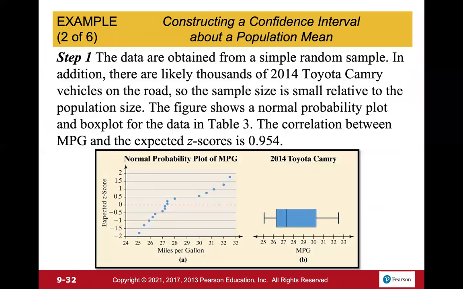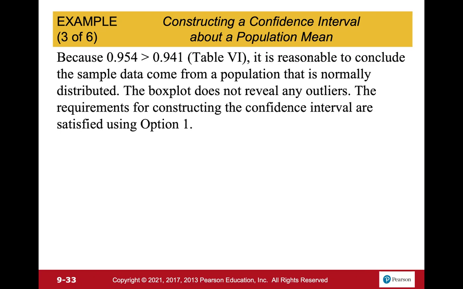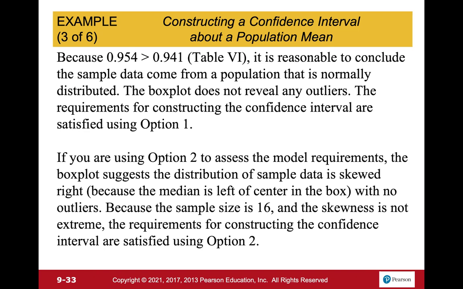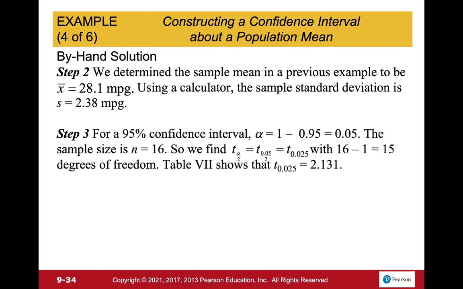And now let's see if we missed anything. So data are obtained from a simple random sample. In addition, there are likely thousands of 2014 Toyota Camry vehicles on the road. So the sample size is relatively small compared to the population. The figure shows the normal probability plot. Okay, cool. So that means that we are able to use all of this. So it's reasonable to conclude that the sample data come from a population that is normally distributed. The box plot does not reveal any outliers. Requirements for constructing the confidence interval are satisfied using option 1. If you're using option 2, blah, blah, blah.